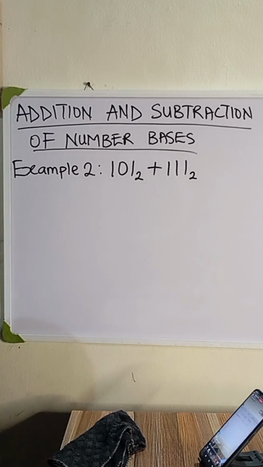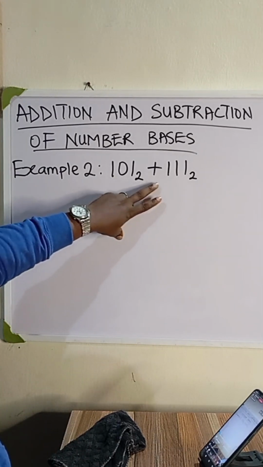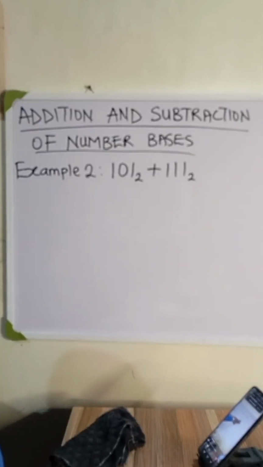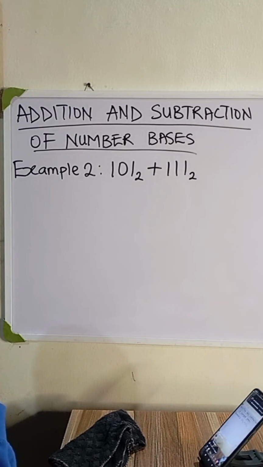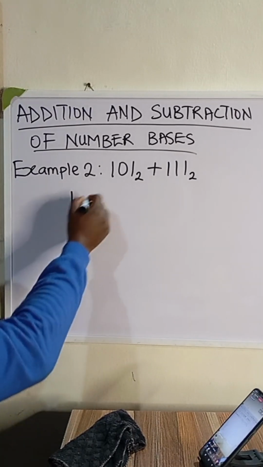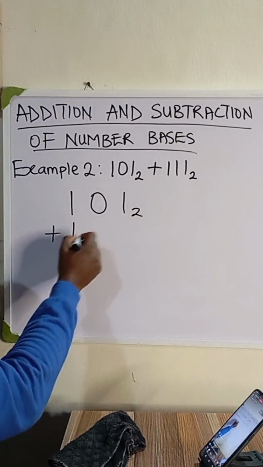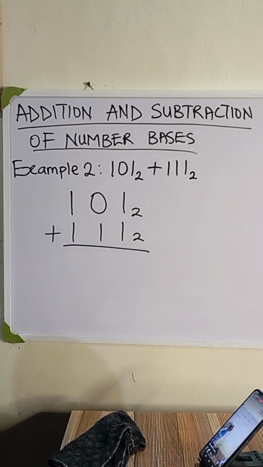Okay, so let's continue. So we have 101 base 2 plus 111 base 2. What we have is in base 2. So let's do that. 101 base 2 plus 111 base 2. So remember, base 2 cannot have 2.